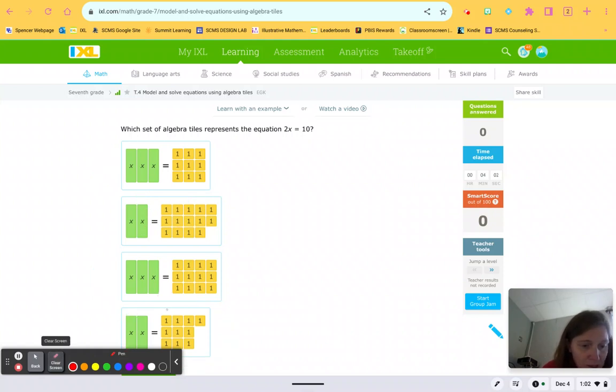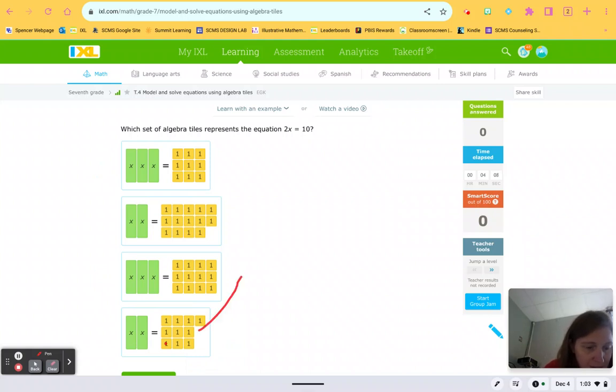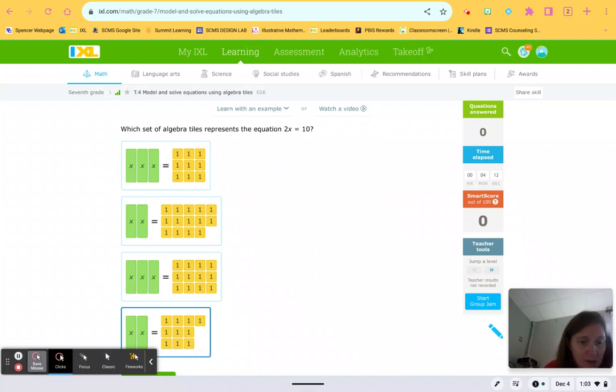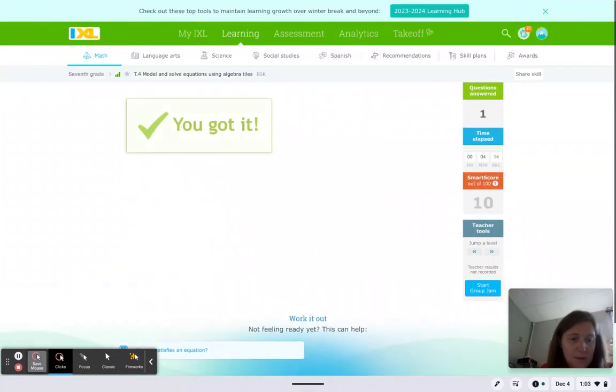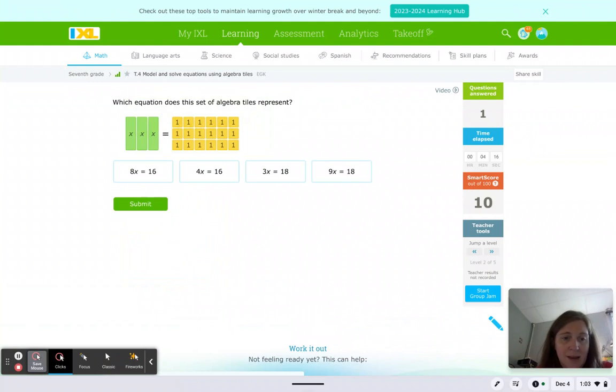So let's clear the screen and see. Mouse. There we go. Submit. The second one, same thing. We've got 3 x's here. And then when you count, you've got 3, 6, 9, 12, 15, 18. So your answer there would be 3x equals 18.